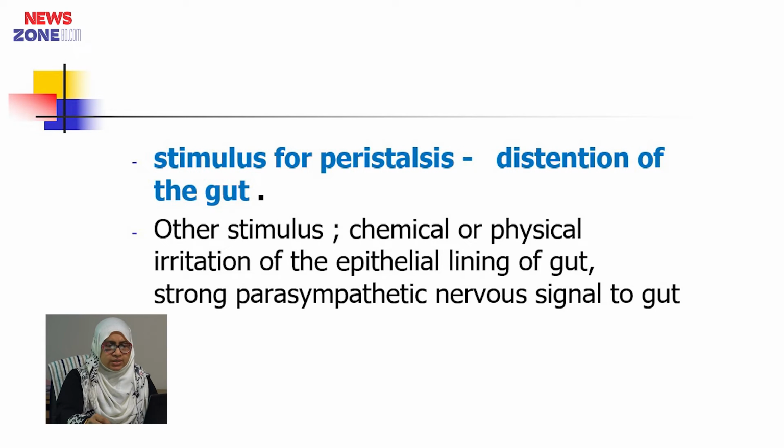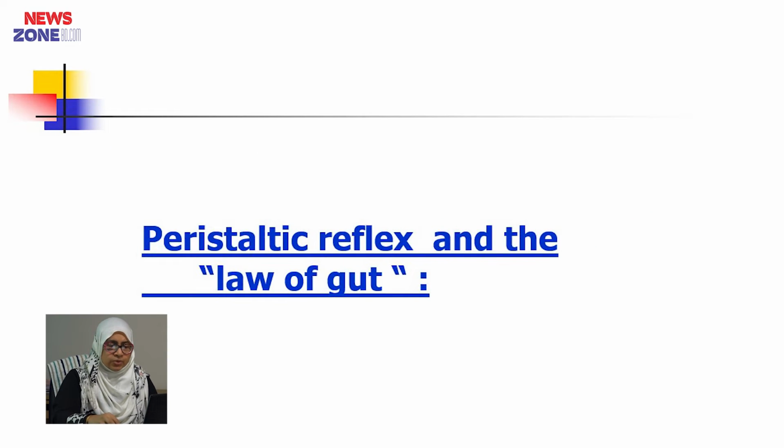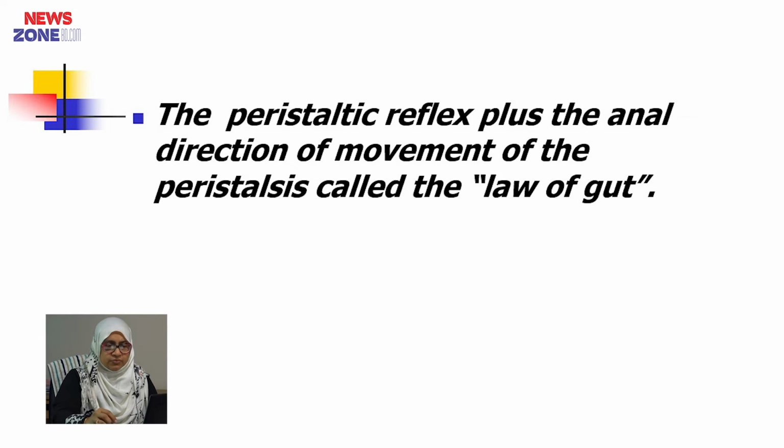Stimuli for peristalsis are distension of the gut, and other stimuli are chemical or physical irritation of the epithelial lining of the gut, and strong parasympathetic nervous signals to the gut. Effective peristalsis requires an active myenteric plexus. Peristalsis occurs in the oral to anal or caudal direction. Now, let us know what is the peristalsis reflex and what is the law of gut. The peristalsis reflex plus the anal direction of the movement of peristalsis is called the law of gut.